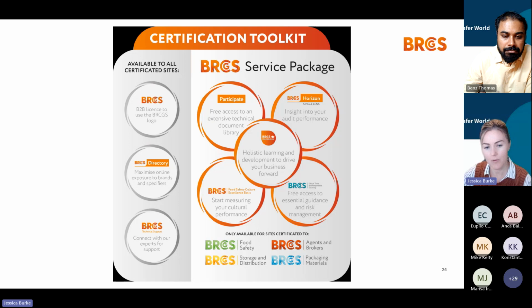And then, of course, our professional program sites receive licenses for that as well. And this is our learning and development program covering the core skills and behaviors that are required to implement the BRCGS standards. The program produces basically qualified, engaged, and empowered leaders that can drive the sites forward.